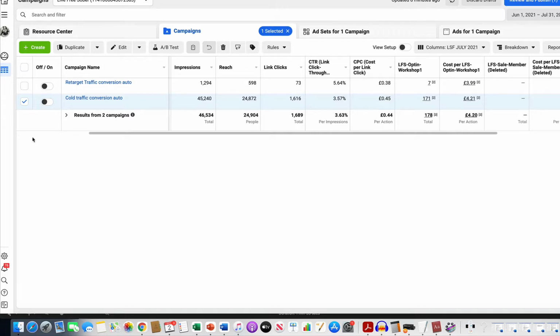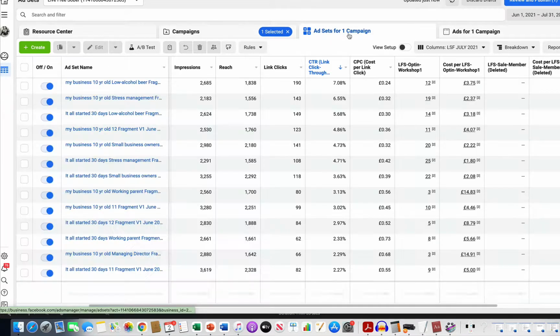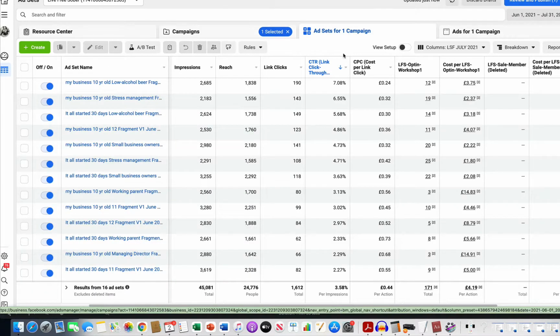So in this particular instance, we've got the cold traffic campaign, and you'll see we've got an average click-through rate of 3.57, which is pretty good. That's 3.57 people seeing the ad are clicking through to the landing page. And that cost per click's pretty good as well at 45 pence, for those of you who are in British terms. So dollars would be about 67 cents, I'd imagine. So if we click through to that particular ad set, okay, we're faced with all these click-through rates.